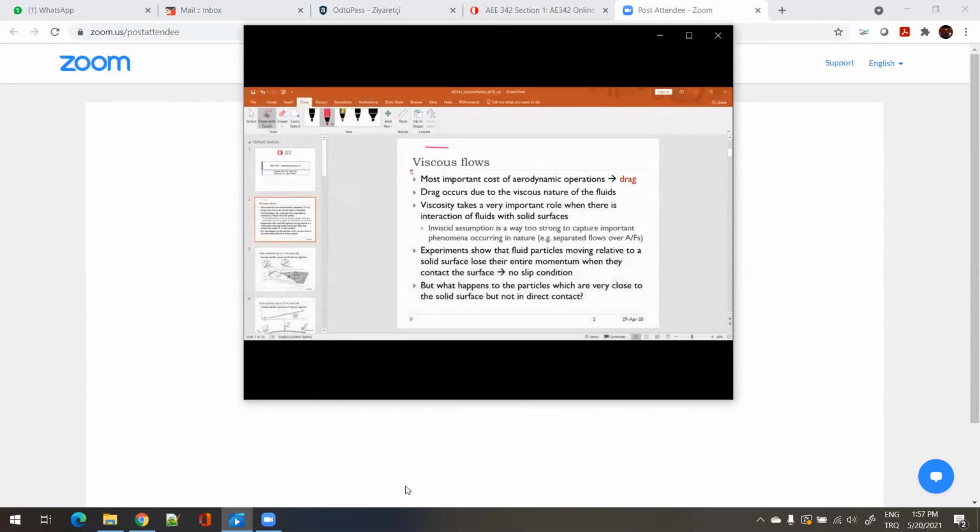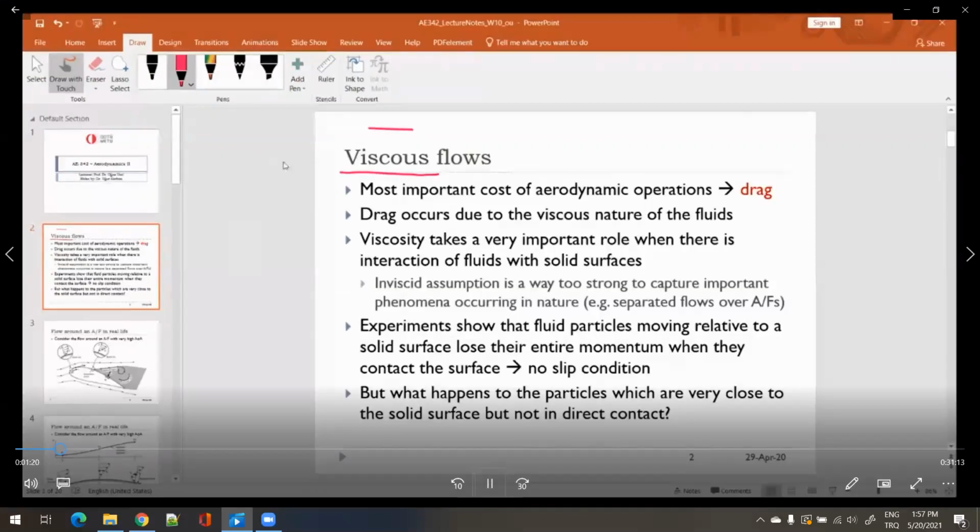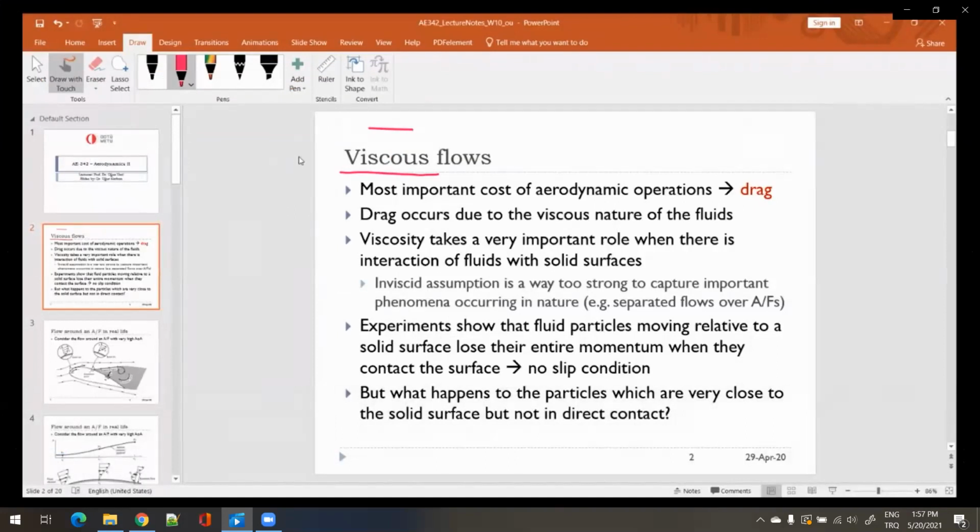Okay, so let's start. We are starting viscous flows. Aerodynamics 1 was all about inviscid flows, and in aerodynamics 2, everything that we covered so far is still inviscid. The first semester, aerodynamics 1, was inviscid incompressible flows. The first part of this semester was inviscid compressible flows, and now we are getting more real, starting to include more real flow effects, which is the effects of viscosity.